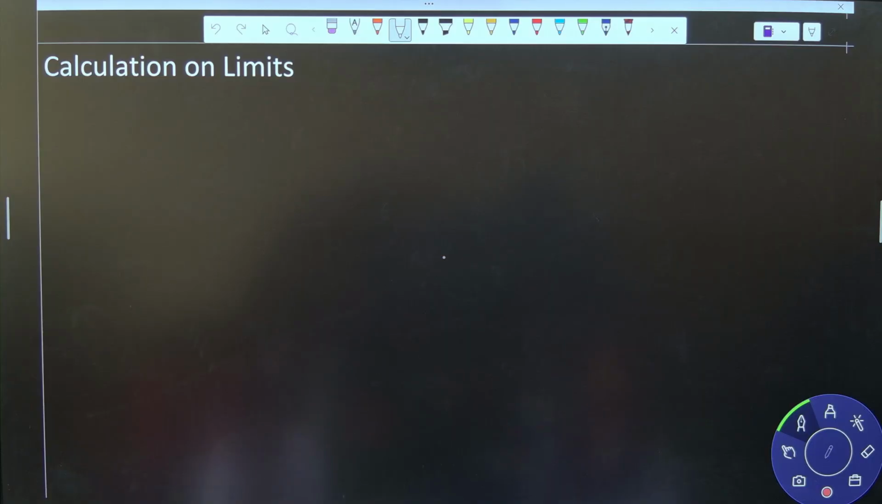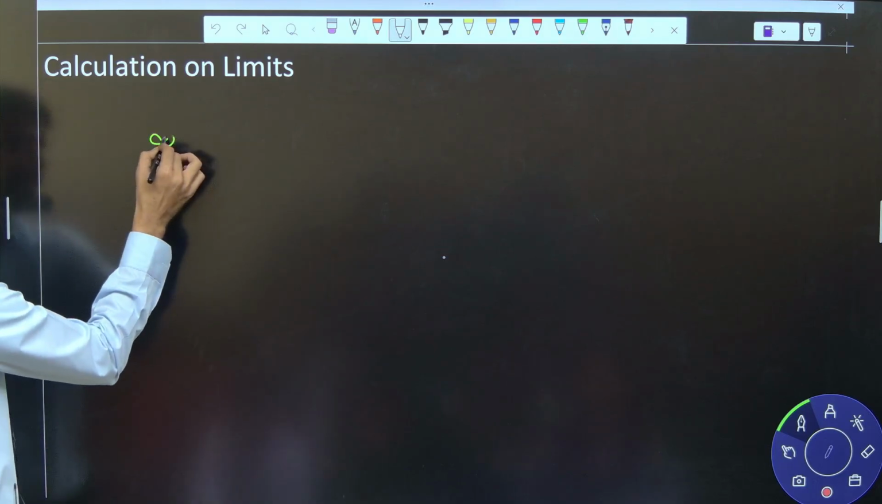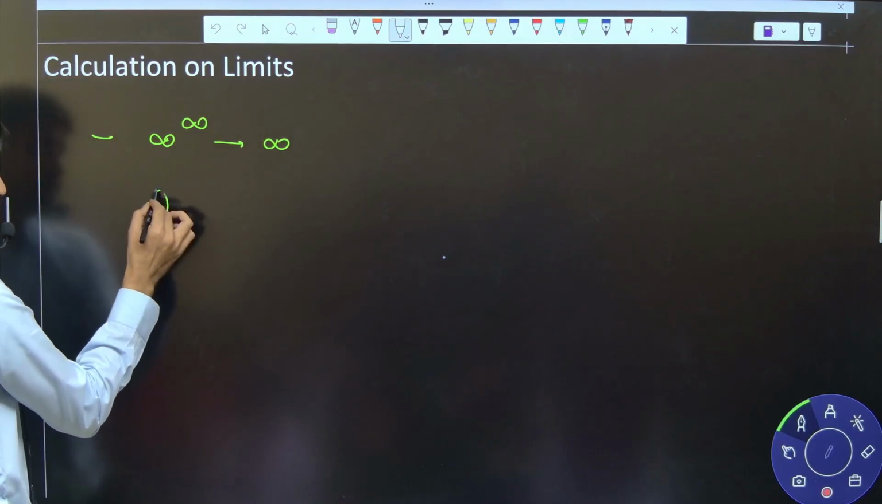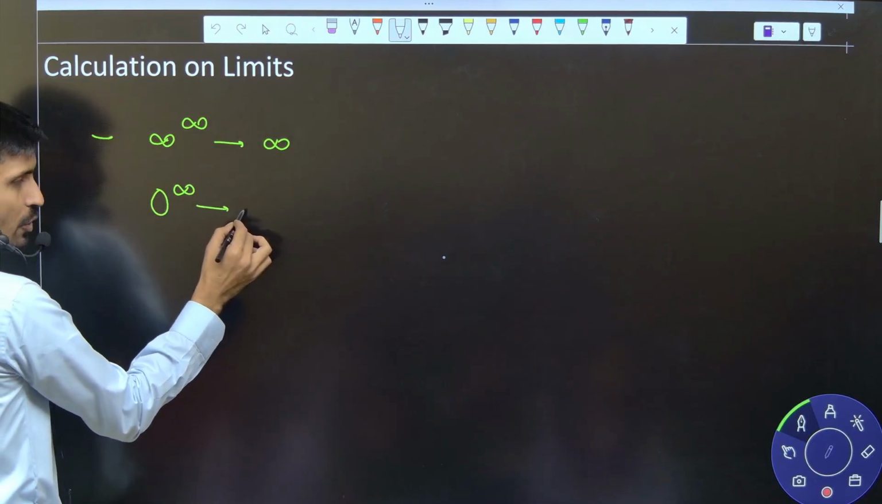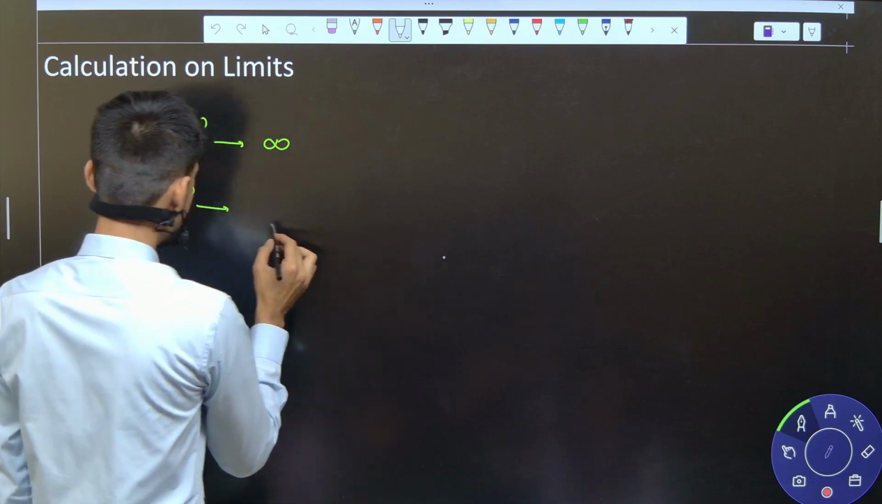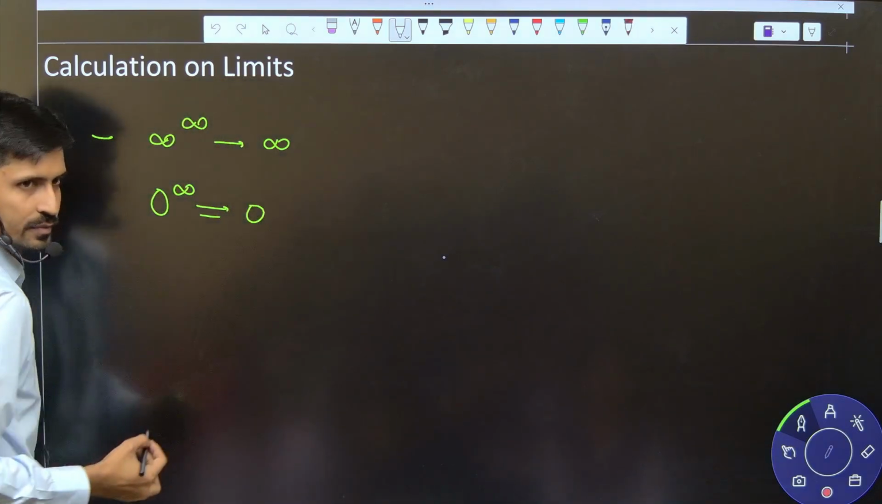We can write some more calculation. What are those calculation? Infinity raised to infinity, you will write infinity. 0 raised to infinity, you will write 0, exact 0. This is actually exact 0. So you can write exact 0.